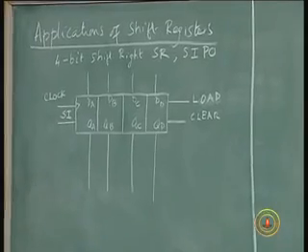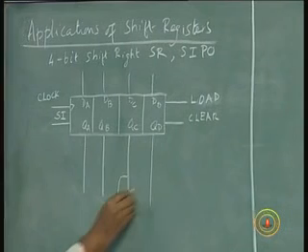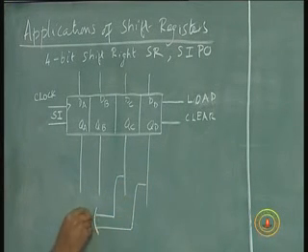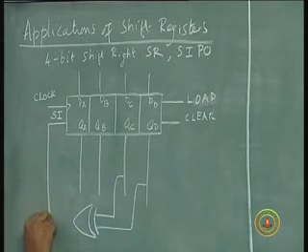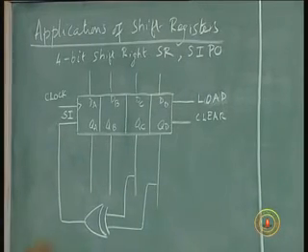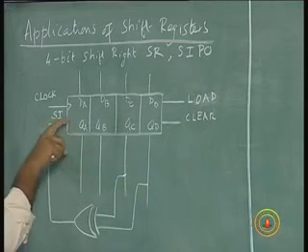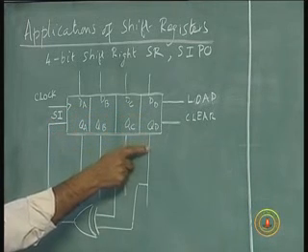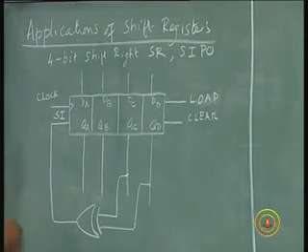So what I'm going to do is to take the output of these two stages, this and this, into an exclusive OR gate and feed it back as the input. So every time I clock it, this bit goes here, this bit goes here, this bit goes here, and the exclusive OR of these two bits is loaded as a fresh input. As you clock it, this will go on.